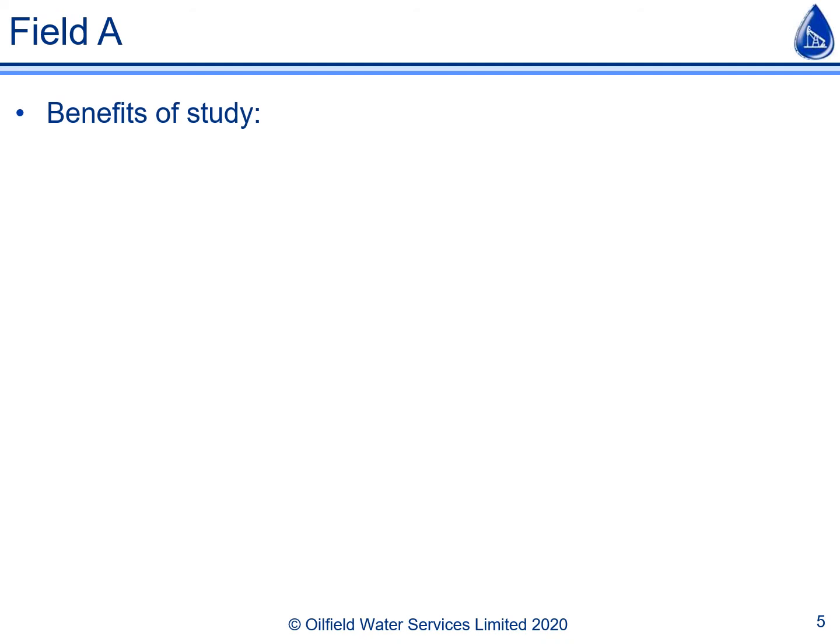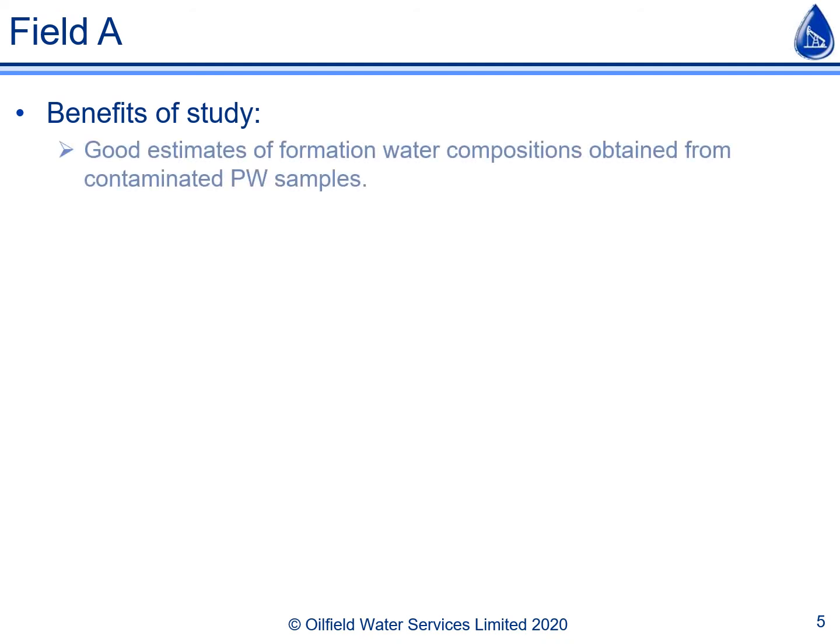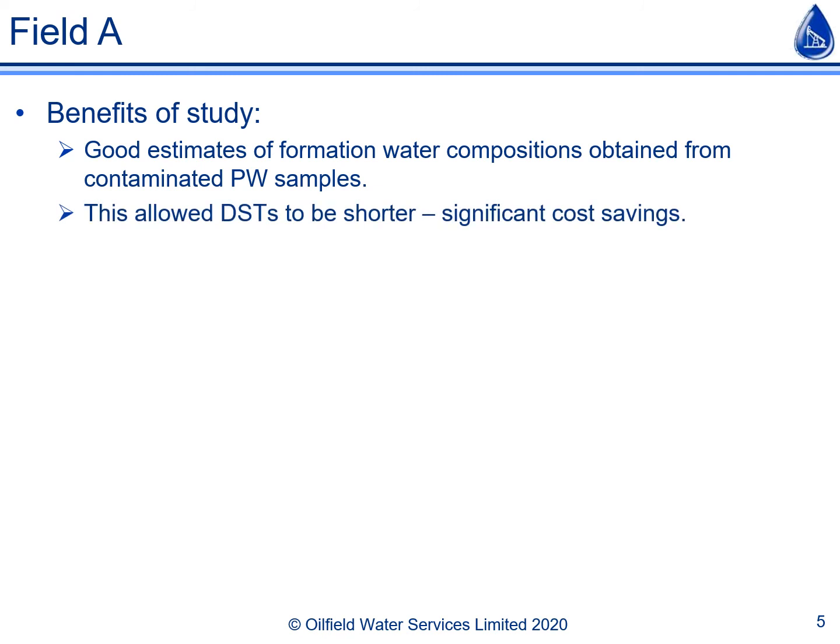There were several benefits of the information obtained from this work. Firstly, good estimates of formation water compositions were obtained from the contaminated produced water samples. Use of this methodology meant that it was not necessary to collect uncontaminated formation water samples during the DSTs, and so it was possible to undertake shorter tests. This resulted in significant cost savings for the asset.